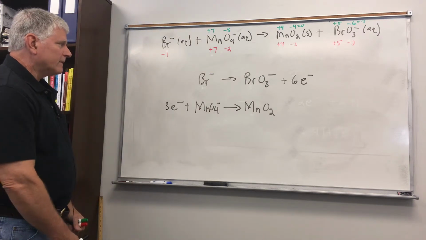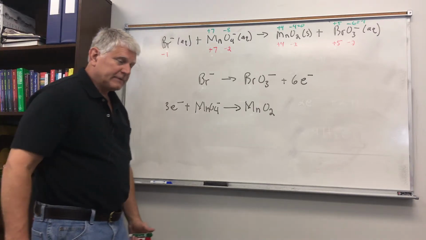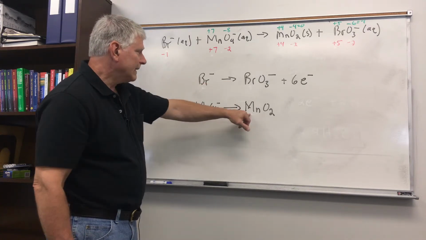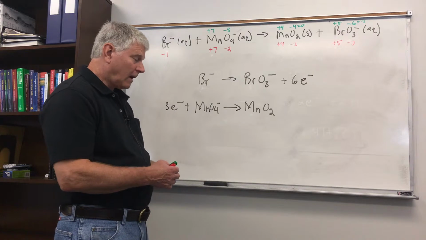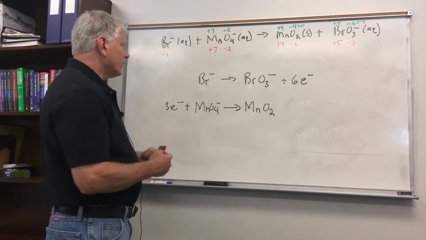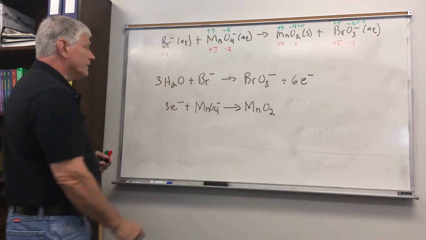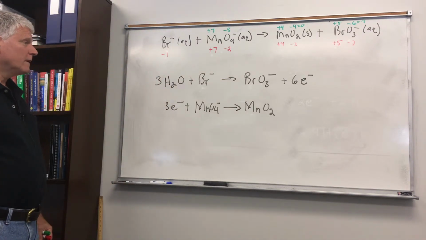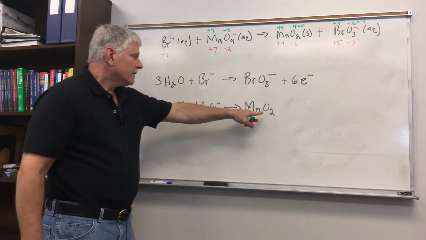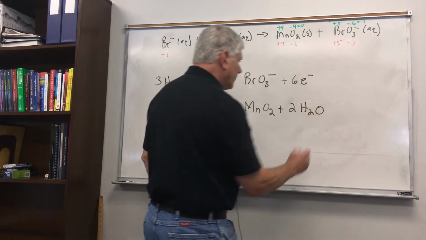Okay, now I can start balancing the other atoms besides oxygen and hydrogen. So I've already made sure the bromine's balanced. Manganese is balanced, so now I can balance the oxygens. So I have 3 on the right, so I need 3 oxygens on the left. And remember, oxygens come from water in solution. Let's see, I've got 4 on the left here, 2 on the right, so I need 2 more oxygens on the right. So oxygens come from water.